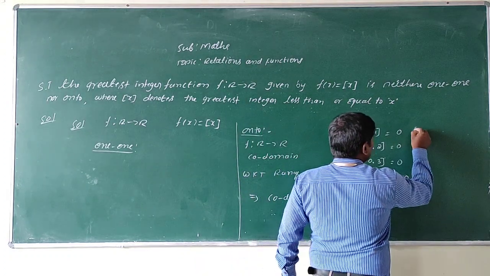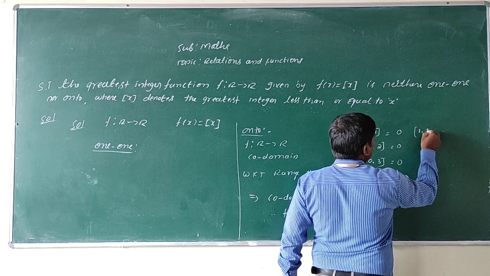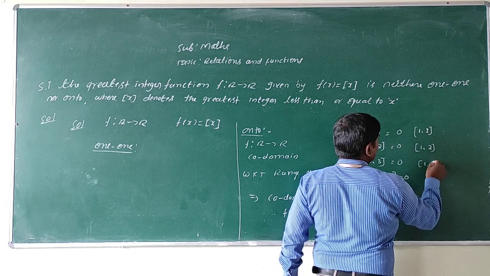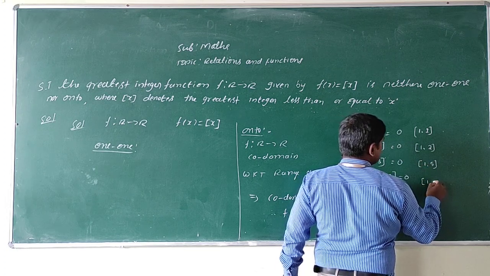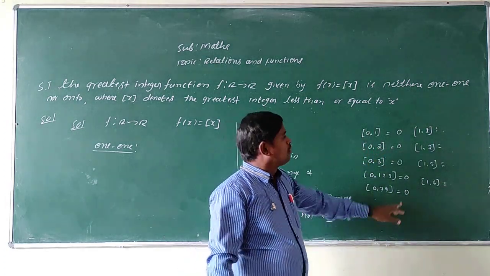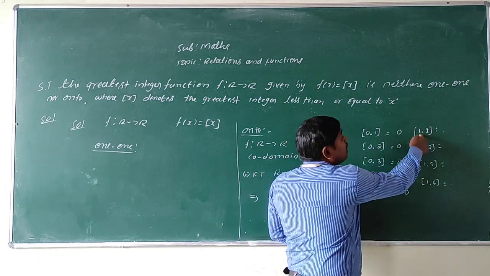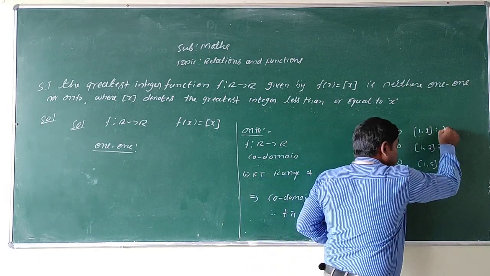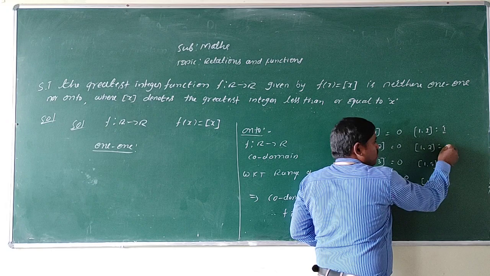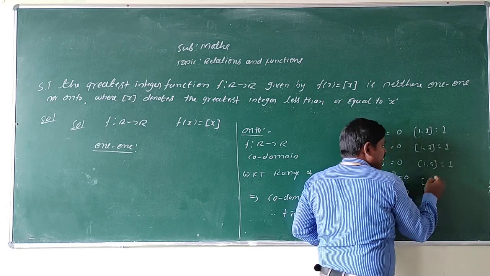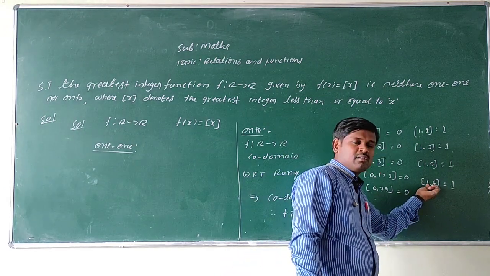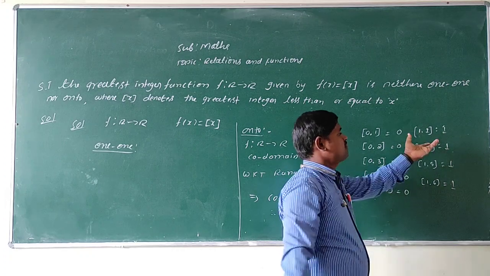Similarly, I take one more example: box of 1.1, box of 1.2, box of 1.5, box of 1.6, and so on. What is the output here? The greatest integer less than or equal to 1.1 is 1. So 1.2 gives 1, 1.5 gives 1, 1.6 gives 1. If we take 2.1, then we get 2.